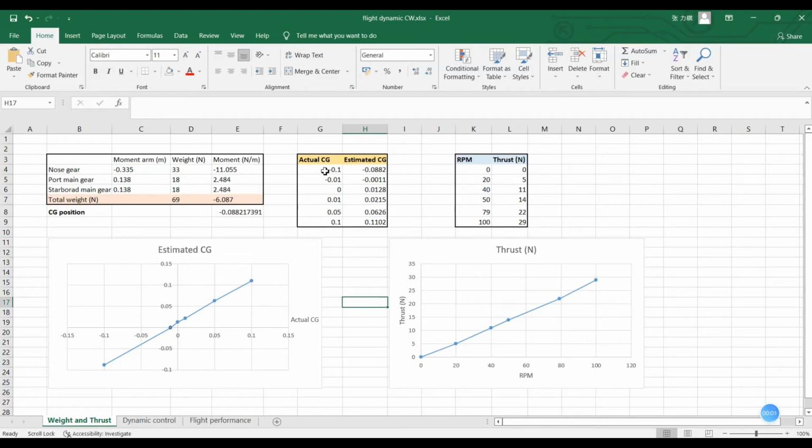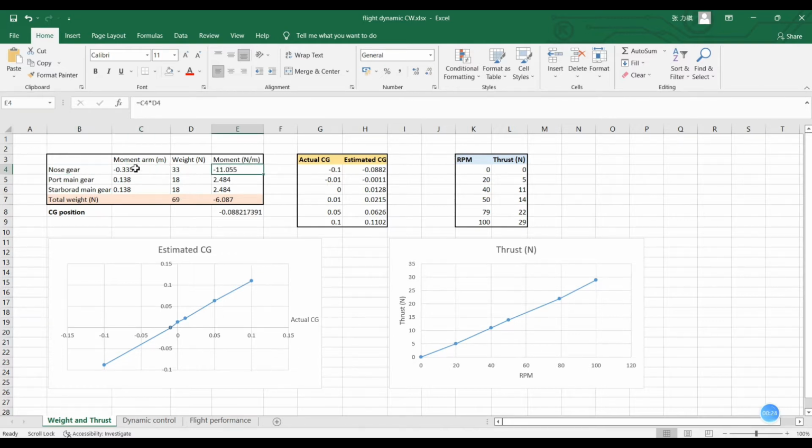The readings of 6 CG positions are measured and plotted in Excel. As can be seen here, the readings of the nose gear, port gear, and starboard gear are placed here. The moment arms are assumed to be fixed. They are the distances between the gear and the CG.